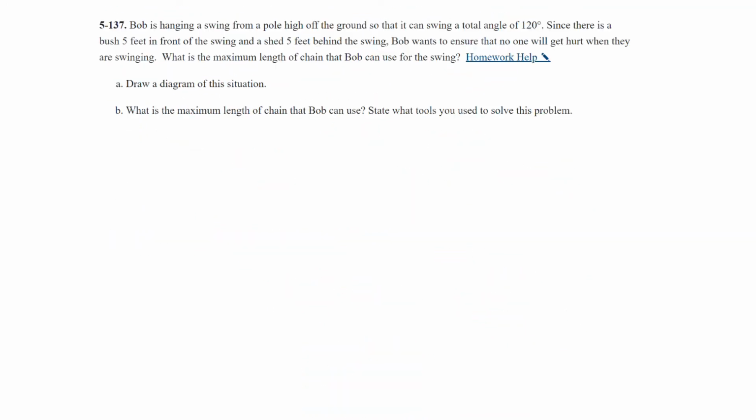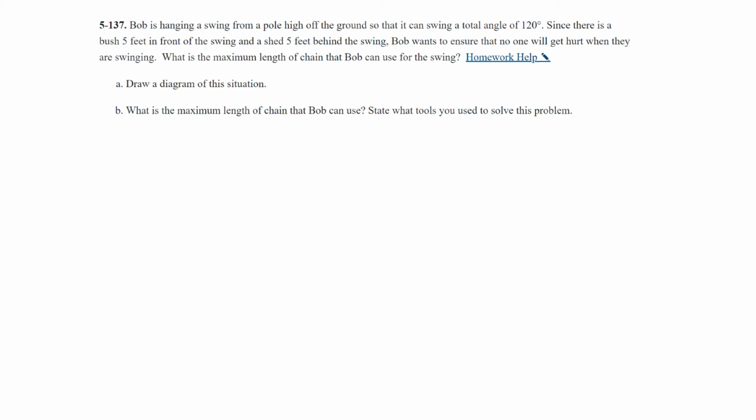Question 137. Bob is hanging a swing from a pole high off the ground so that it can swing a total angle of 120 degrees. Since there is a bush 5 feet in front of the swing and a shed 5 feet behind the swing, Bob wants to ensure that no one will get hurt when they are swinging. What is the maximum length of chain that Bob can use for the swing?